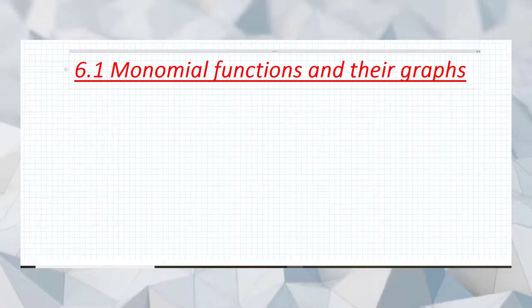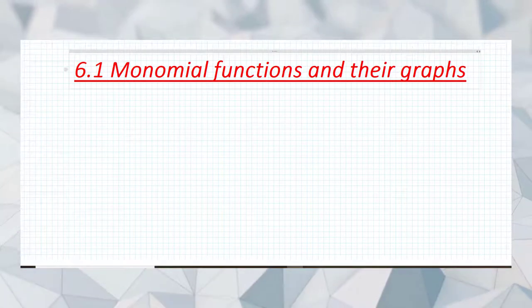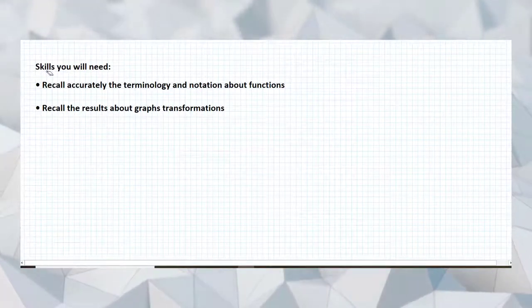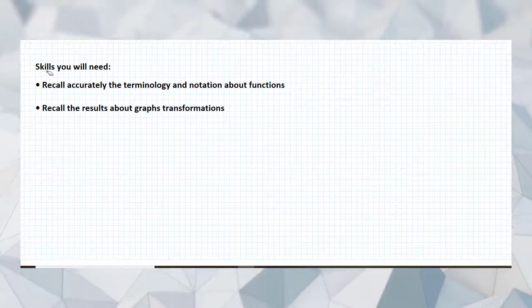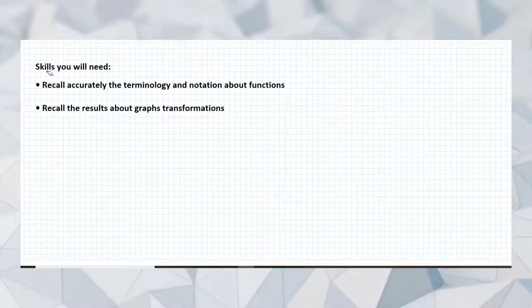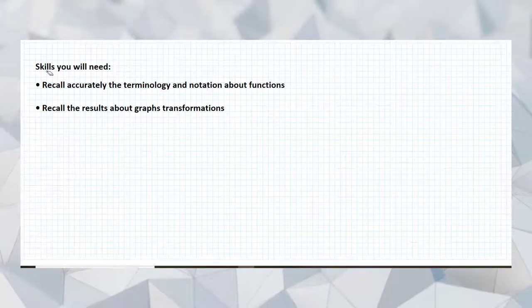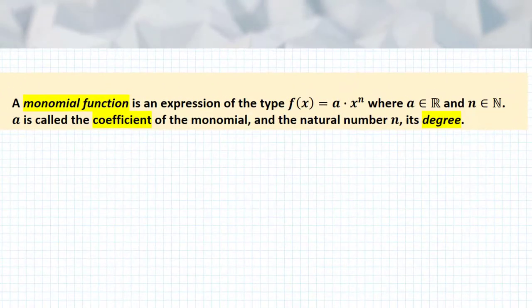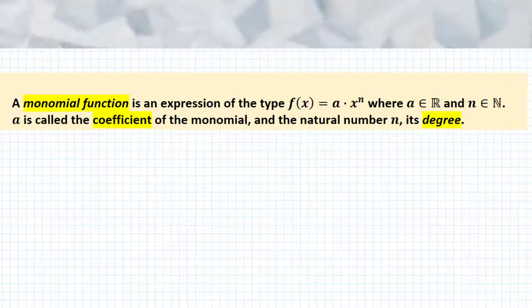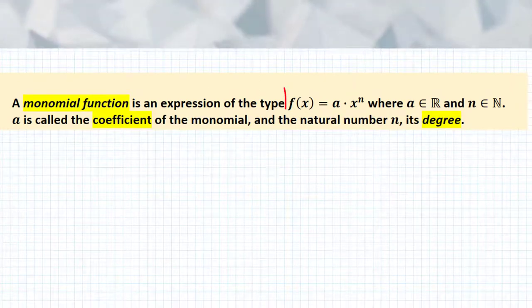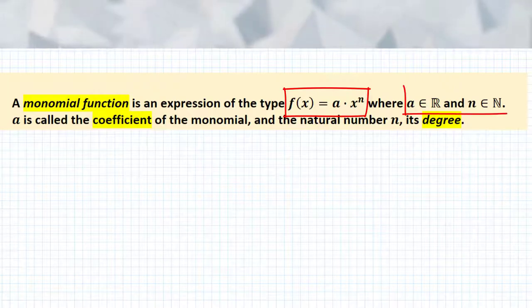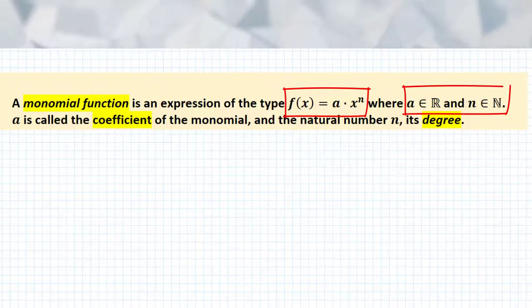In order to master the content of this lesson, you will need to recall accurately the terminology and notation about functions, and recall the results about graph transformations. Let's begin by defining what a monomial function is. This defining statement tells us that a monomial function is of the type f of x equals a times x to the n, where a is a real number and n is a natural number.